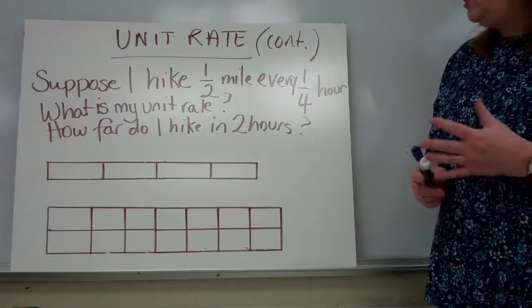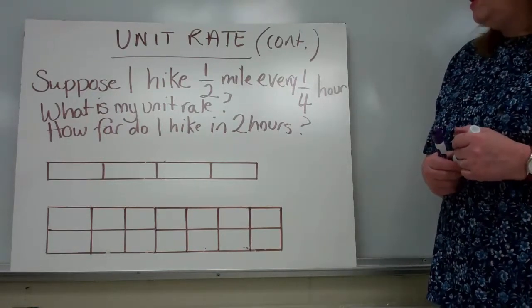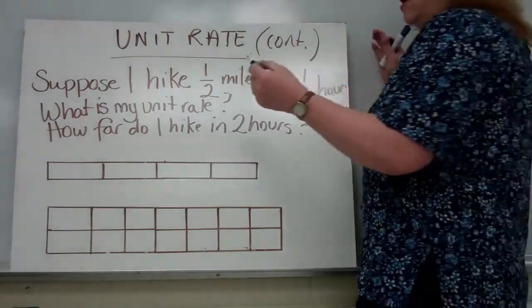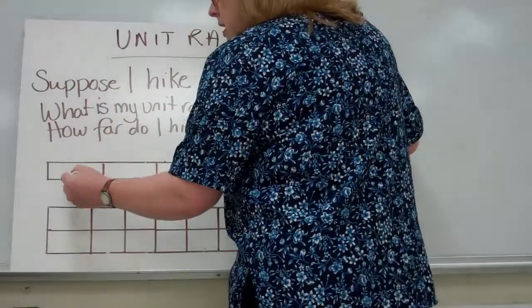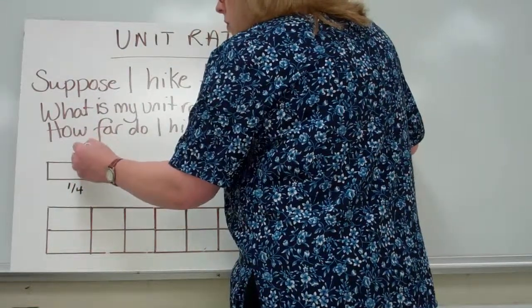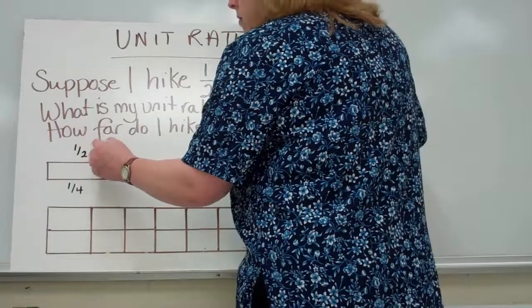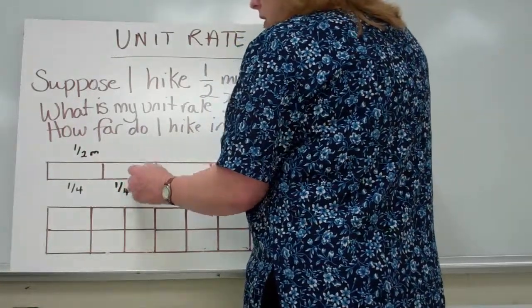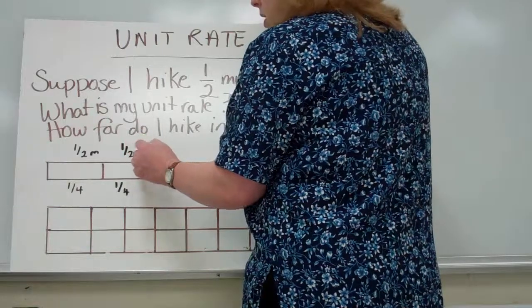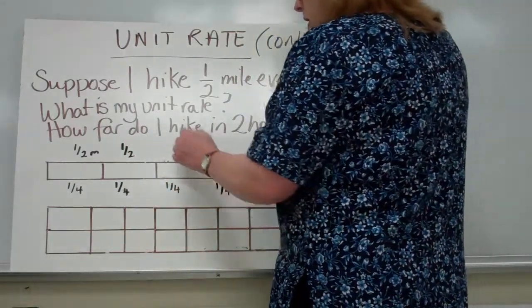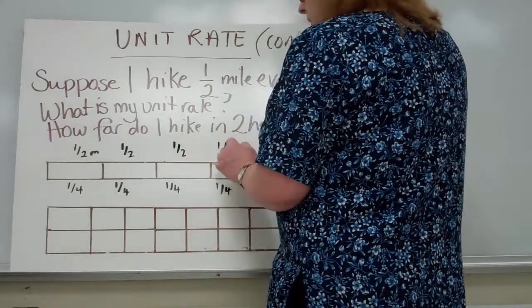Well, one way to do this is to make up almost like a little block here, and I know some elementary schools do this. So let's put this in. This is a fourth of an hour, and I go half of a mile. This is another fourth of an hour, and I go another half of a mile. And a fourth, and I go a half and a half.